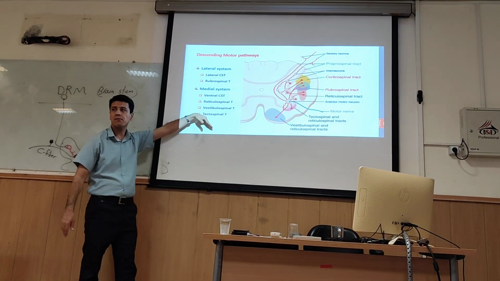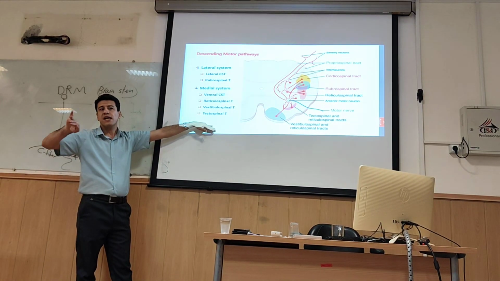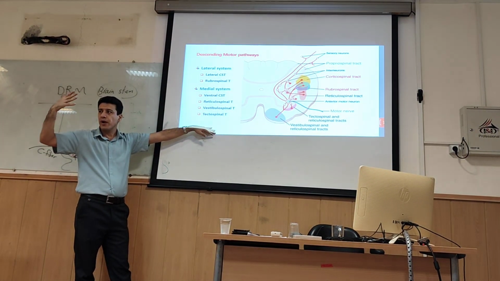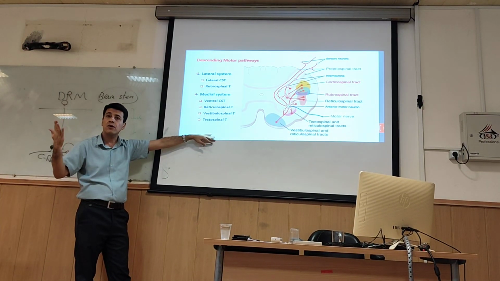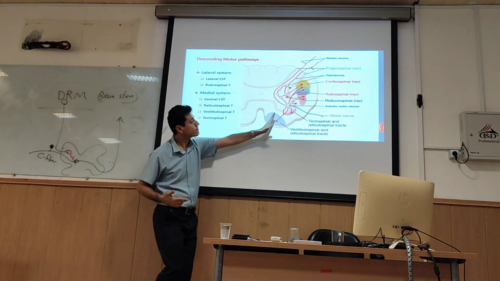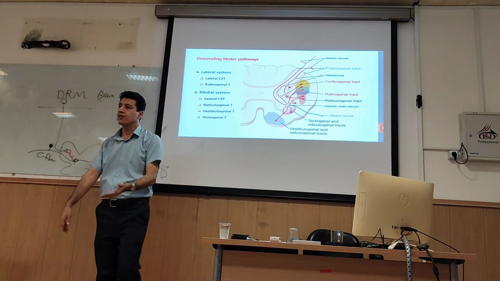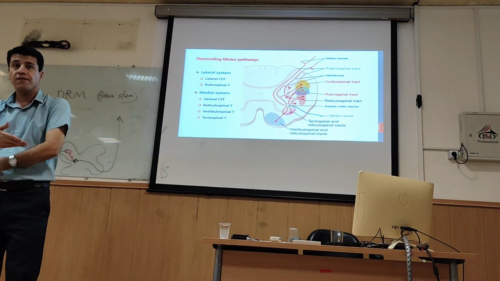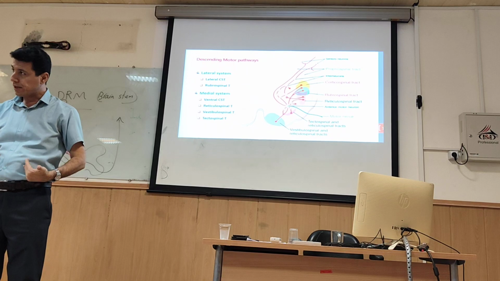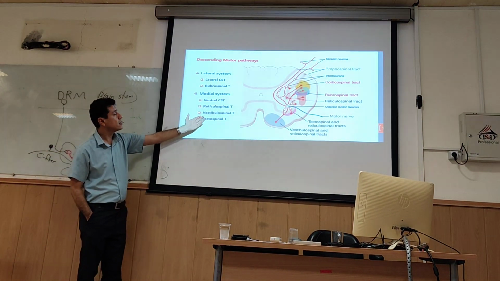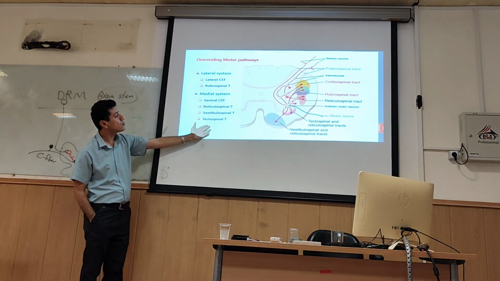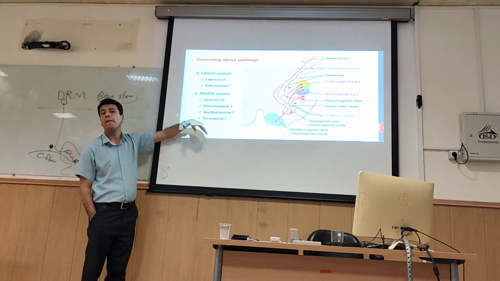But medial systems are descending pathways that originate from the brainstem or from the cortex and end on alpha motor neurons that are located most medially. So they are involved in contraction of proximal part of the limbs or axial muscles. So ventral corticospinal tract, reticulospinal tract, vestibulospinal tract, tectospinal tract are part of medial system.